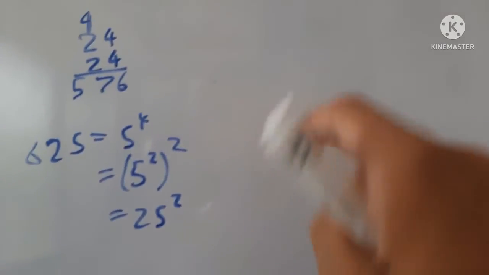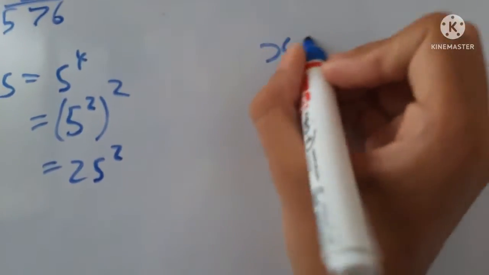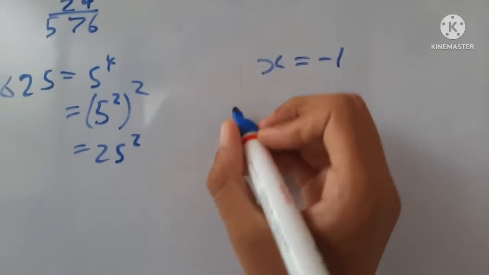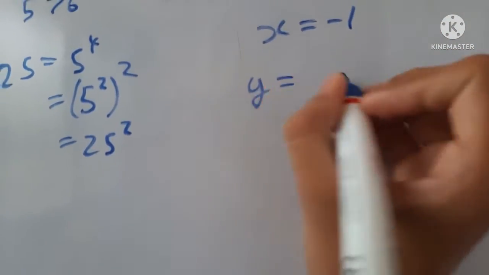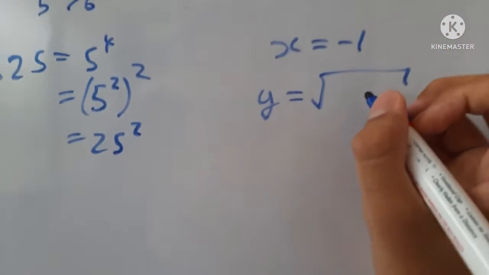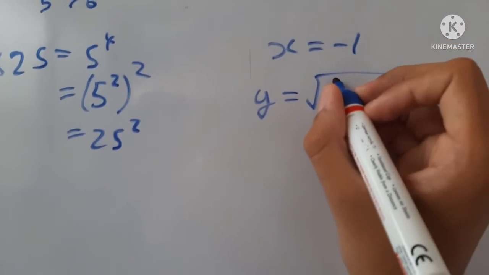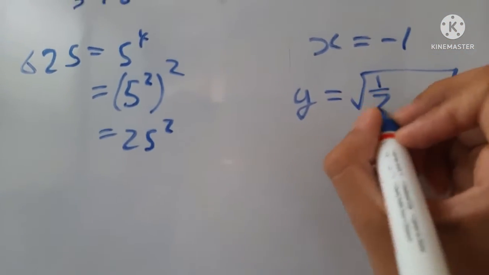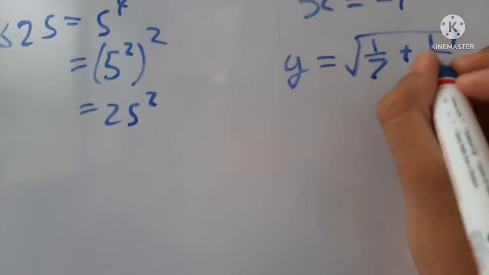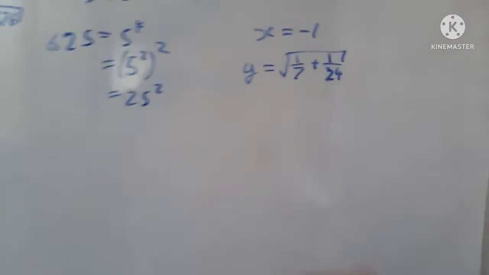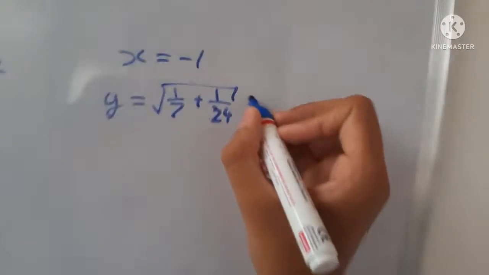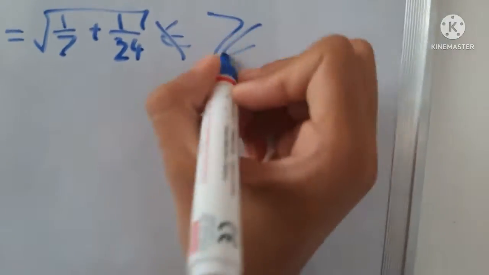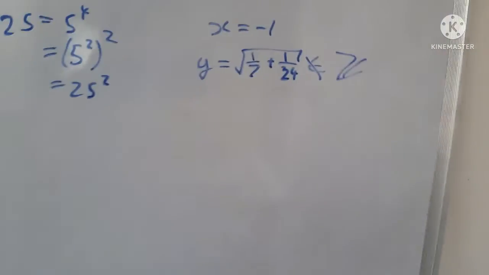For a value less than 0, let's try x equals -1. Y should be the square root of 1 upon 7 plus 1 upon 24. But these are not integers, so this is not an element of the set of integers. Pardon my handwriting.